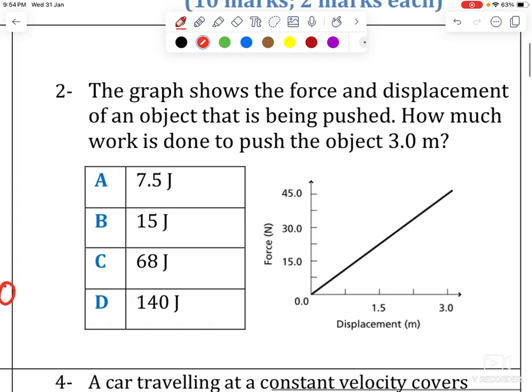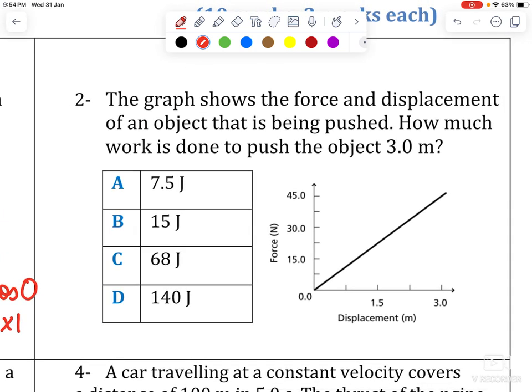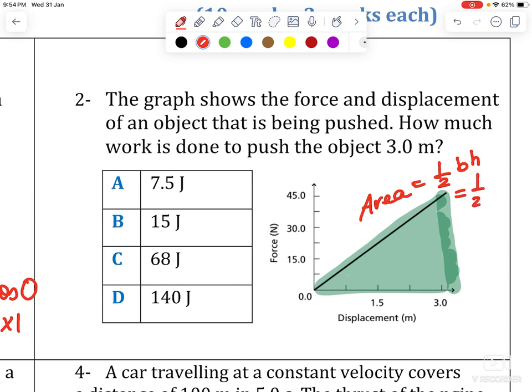Now we have a graph of force against displacement. I need to figure out the work at 3 meters. So I simply will find the area. The work is the area, which is half base times height, equal to half times 3 times 45, giving me 68 joules.